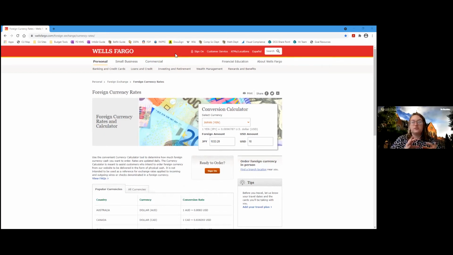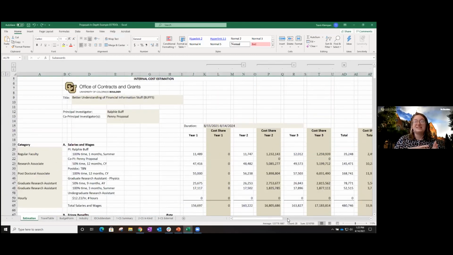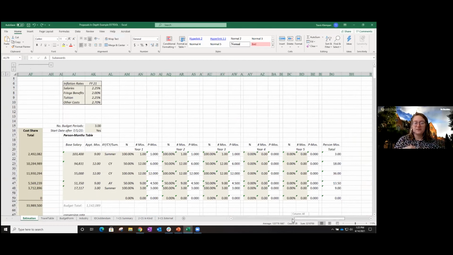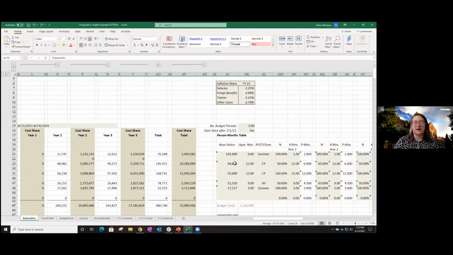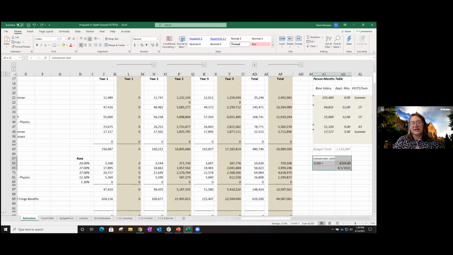Because conversion rates or exchange rates fluctuate constantly, you'll see that this rate is going to be different than the rate I have in the example budget. We need to print off that page from Wells Fargo and save it to the InfoEd record. So we have documentation of why, in this case, I used 104.89 yen for $1, but today it was like, what, 103 something. So I have the date here and I have my yen. I've printed off the Wells Fargo page for my records for the InfoEd, and we're good to go.